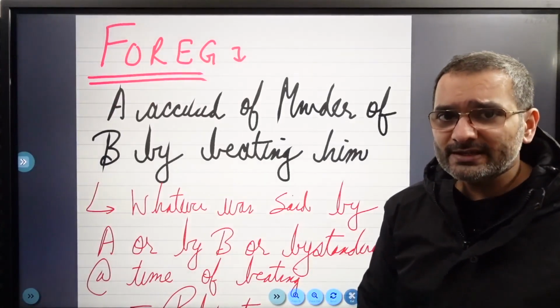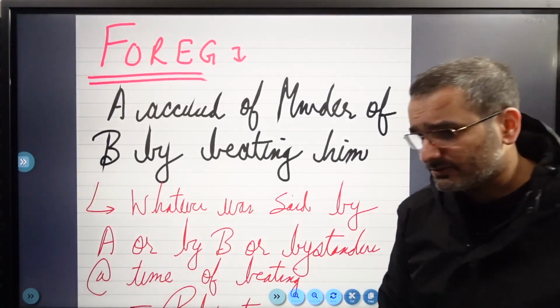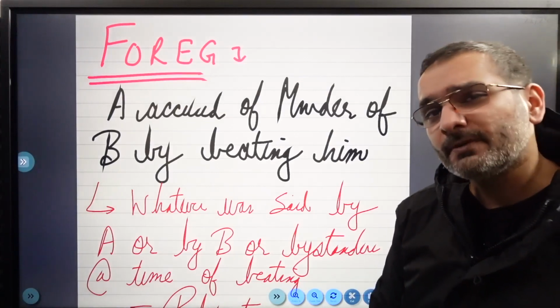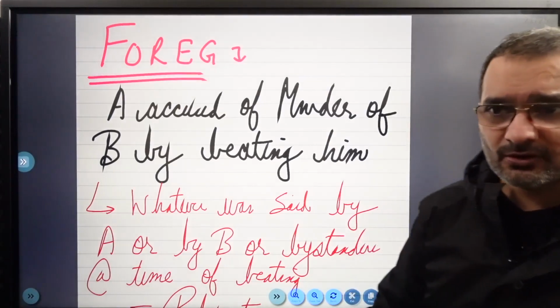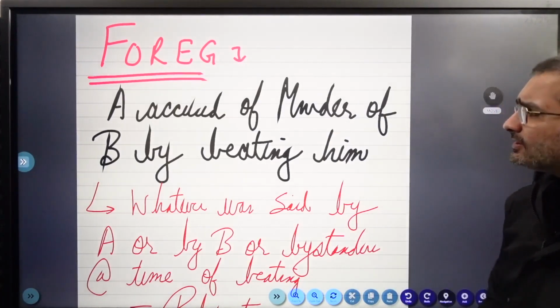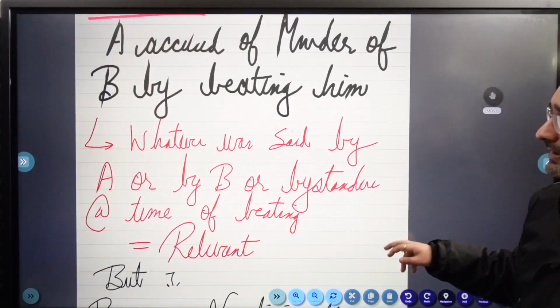Now, all of these examples, you have to demonstrate to the examiner, especially in the judiciary mains paper, that you have understood the concept using the appropriate language as well. Because the competition is quite high, so we have to use better language than our competition. So A was accused of murder of B by beating him.